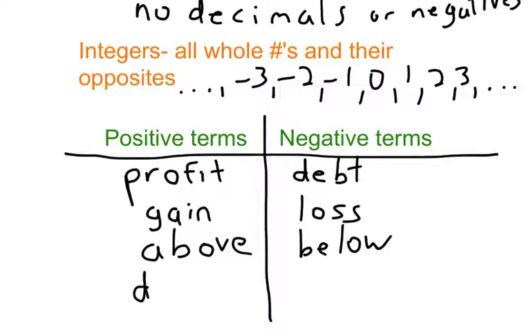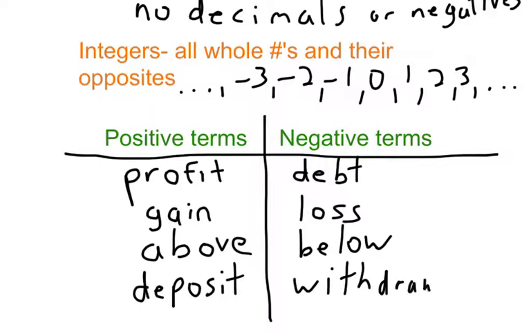And then you can make a deposit in the bank, which means that's money that you have. But then when you withdraw it, we can use that as a negative number, a withdrawal. You're taking it out. You're subtracting it. And those are just a few instances when we use, or terms that we use when we talk about positive and negative numbers.